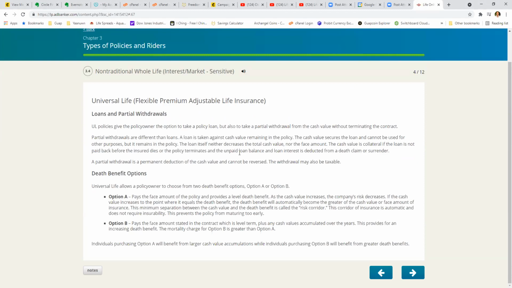So flexible premiums, it's going to ask you about option A and B. Option A pays the face amount of the policy and provides a level death benefit. Option B pays the face amount stated in the contract with a level term plus any cash value accumulated over the years. This provides for an increasing death benefit. So basically, A is a level death benefit, B is an increasing death benefit.